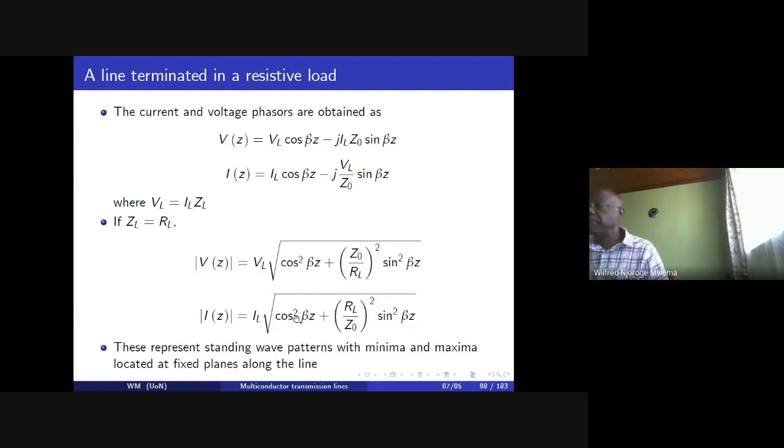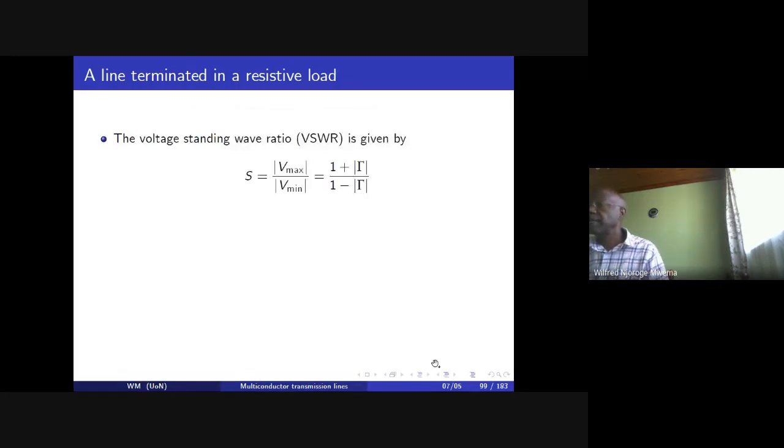If we look at this, even if we were to multiply this by the exponent of j omega t, what we'll get is a wave that is stationary in space over that line. That is, at a given z, Vz will be oscillating up and down about that level as time varies, but it will not be moving. The constant phase points will not be moving along the line. They'll be stationary, and therefore they'll have minima and maxima located at fixed planes along that line.